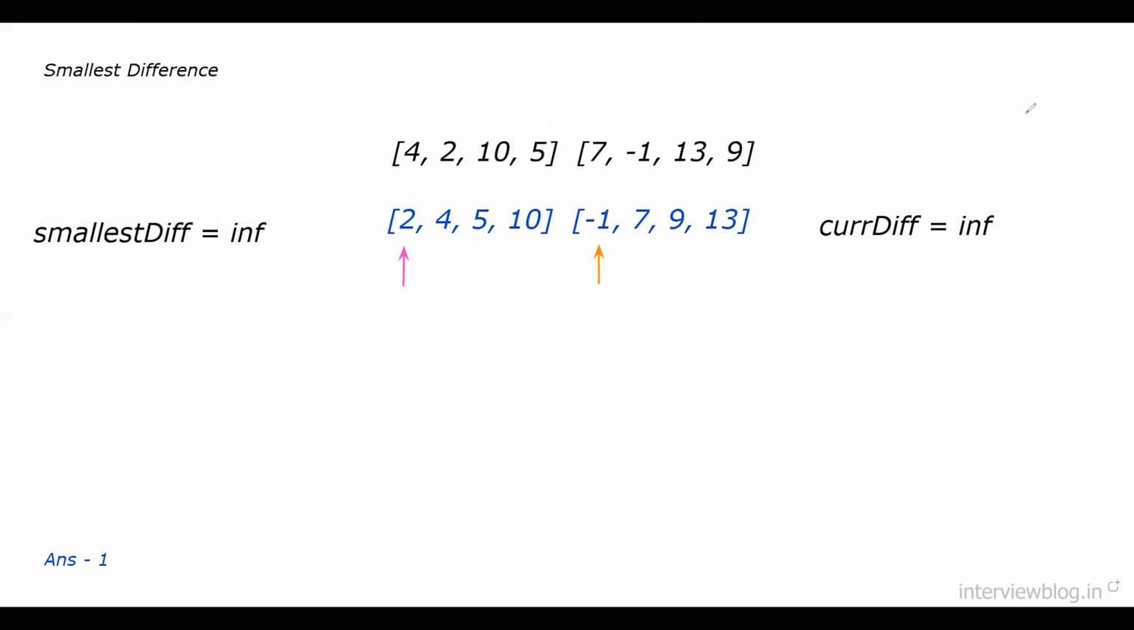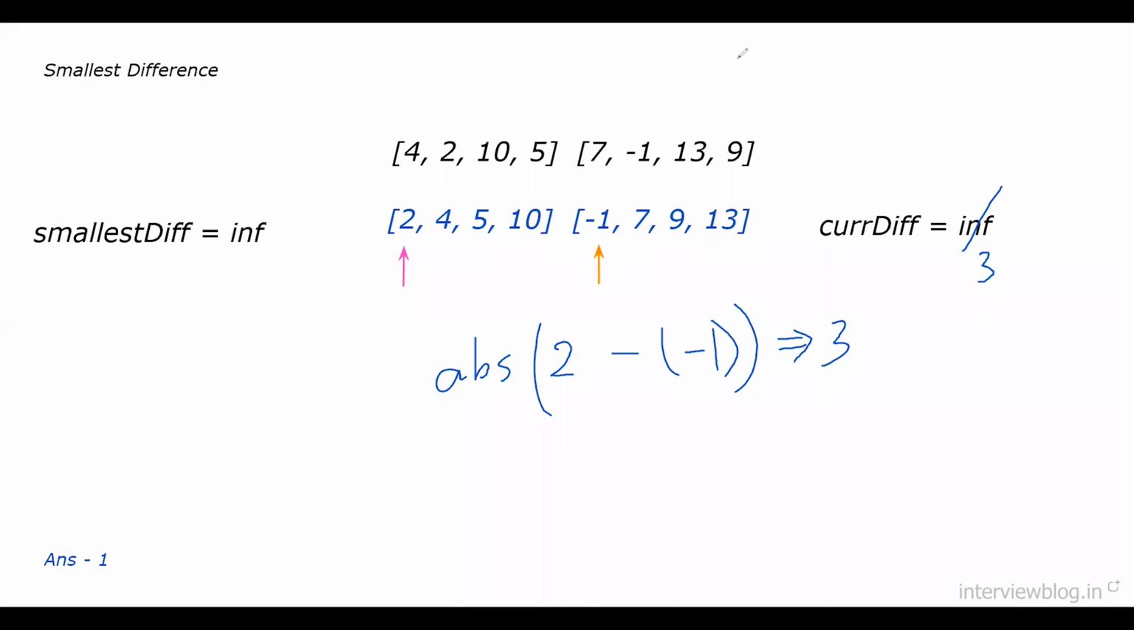So let us now see how our algorithm works. To begin with, we will be comparing the elements that are pointed by our pink pointer and our yellow pointer. So the elements are going to be 2 and -1. First, we'll be calculating the absolute difference between these two numbers. The absolute difference would be 3. So we'll be updating our current difference from infinity to 3.